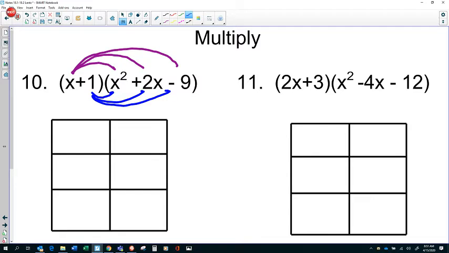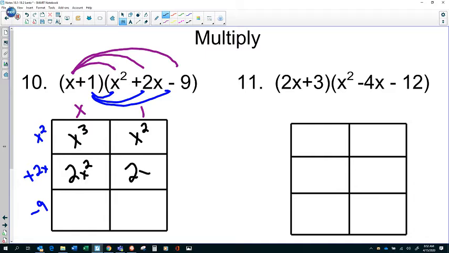This, I find, is a lot easier to organize. So I'm going to write my first terms here, my positive x, and I have a positive 1 here. Then I'm going to write my second, this is a trinomial here. This one's going to go x squared, and I've got a positive 2x, and I've got a negative 9. This is just easier organizationally. You can do it the distributive way or do it the block way. All right? So then I've got my x squared times my x gives me an x cubed. x squared times a 1 gives me a 1x squared. x times a positive 2x gives me 2x squared. Then a positive 2x and a positive 1 gives me a positive 2x. Then x times a negative 9 gives me negative 9x. And a negative 9 and a positive 1 gives me a negative 9.